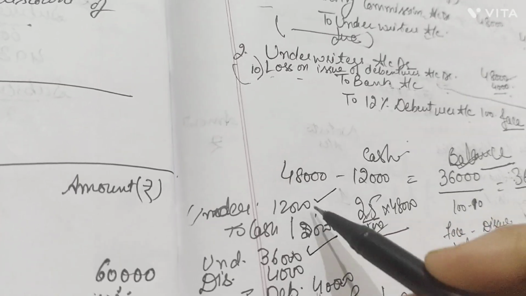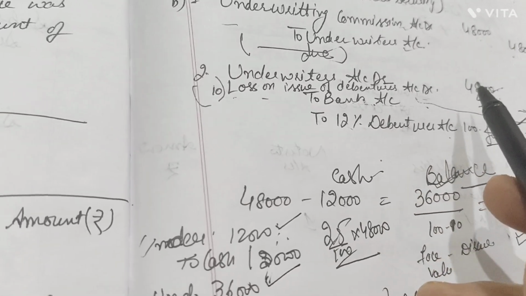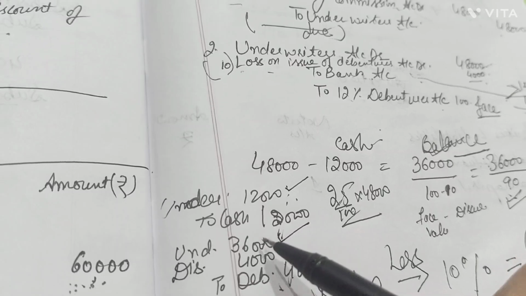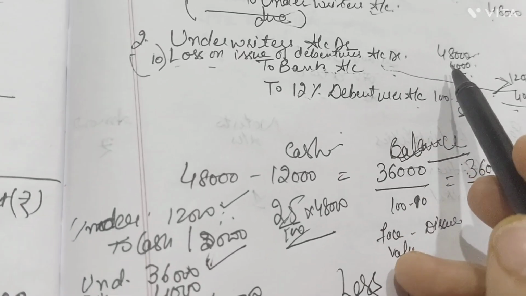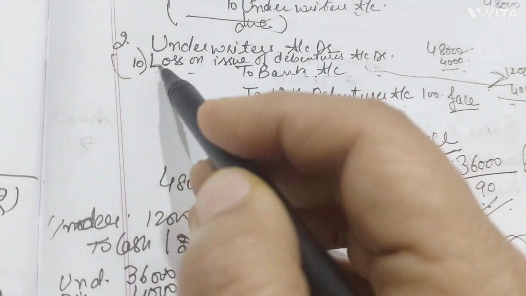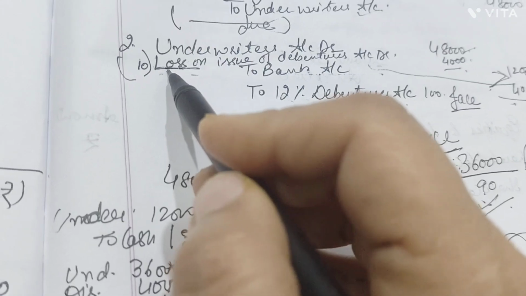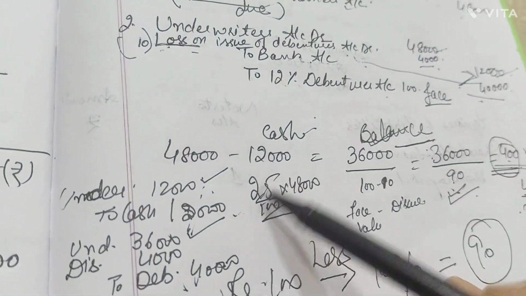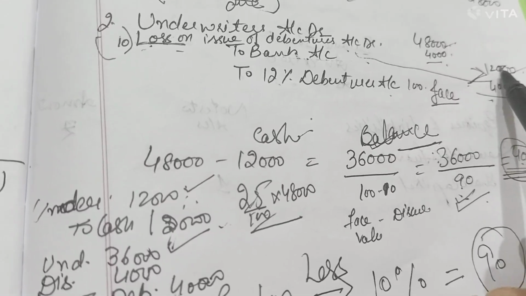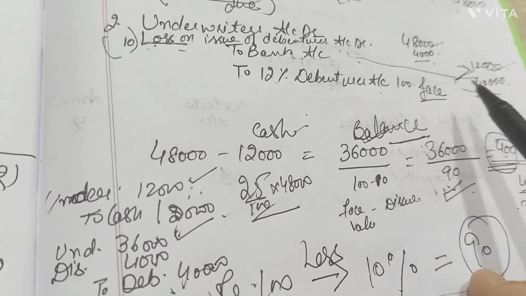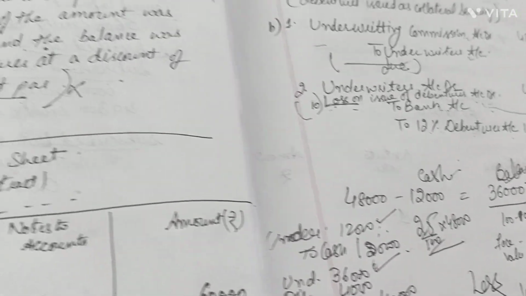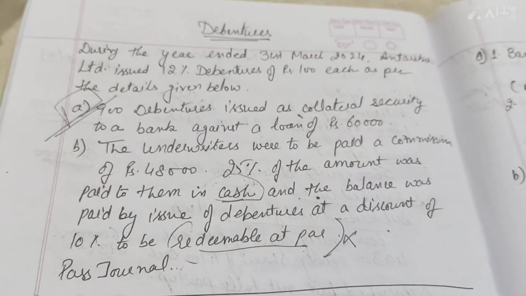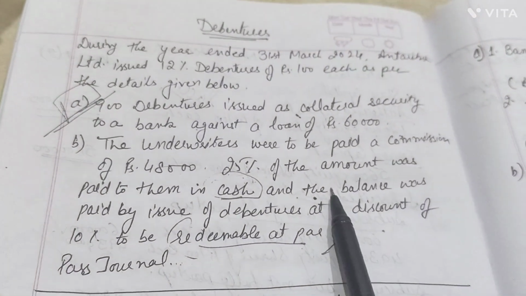Underwriters were debited with rupees 48,000 in total here. The discount is debited with rupees 4,000. You can write discount here, and you can also write loss on issue of debentures. And there was a payment of rupees 12,000 which we have shown with the bank, and the debentures were issued for rupees 40,000. So this is how this part is done for the debentures, the underwriting commission point we did, and collateral security.